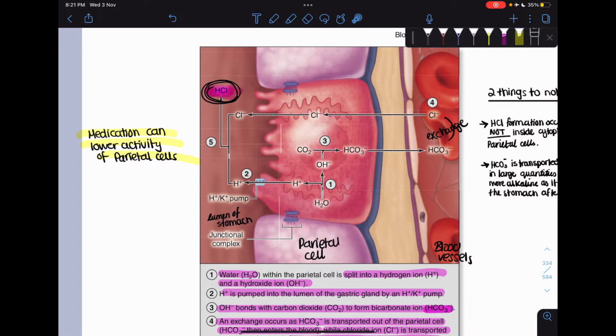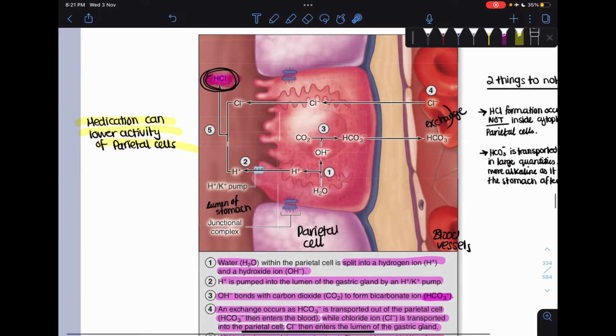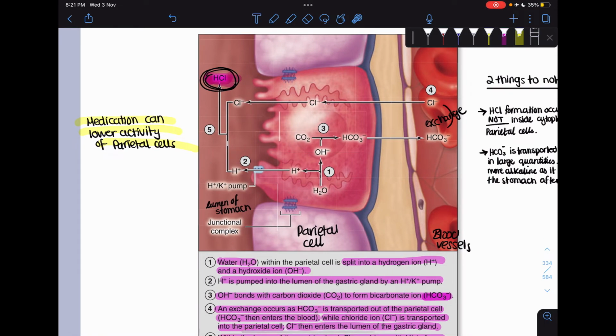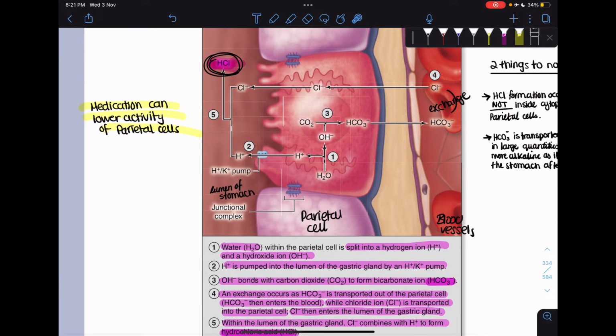Then the hydroxide ion bonds with the carbon dioxide and forms a bicarbonate ion. The bicarbonate ion is moved towards the blood vessels where an exchange happens and a chloride ion enters the parietal cell. So an exchange occurs as the bicarbonate ion is transported out of the parietal cell, like we said. So the bicarbonate ion is transported to the blood vessels, there is an exchange and a chloride ion enters the parietal cell, and then the chloride enters the lumen of the stomach.